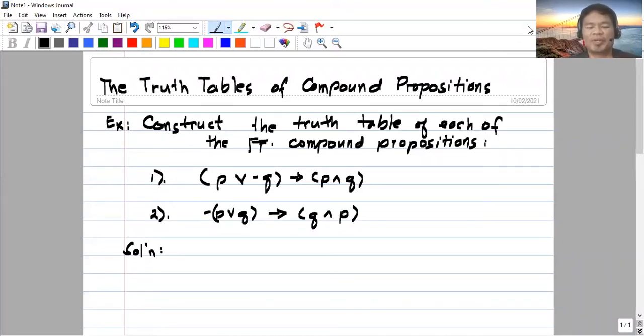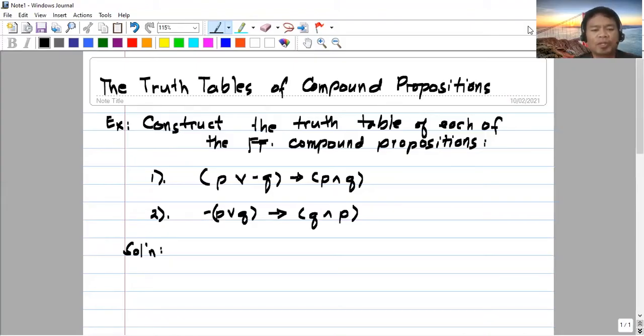Okay, so this time we are going to apply the definitions of the different connectives such as negation, conjunction, disjunction, conditional, and biconditional. It is very important for you to master the definitions of these different connectives so we can find the truth values of expressions in propositions or a compound proposition.